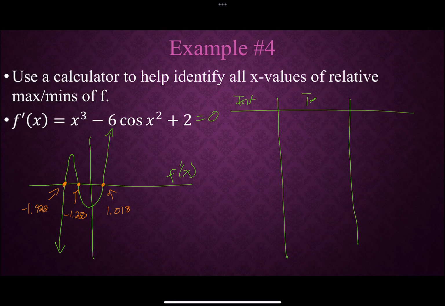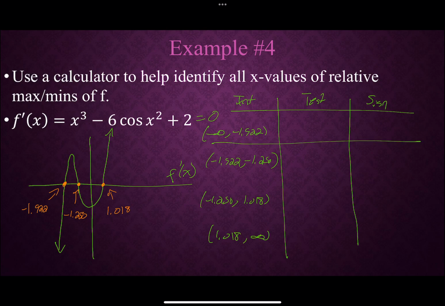So our interval test and then sign. We know from negative infinity to negative 1.922, negative 1.922 to negative 1.250, negative 1.250 to 1.018, and then 1.018 on to positive infinity. So we test like negative 2, negative 1.5, 0, and 2.